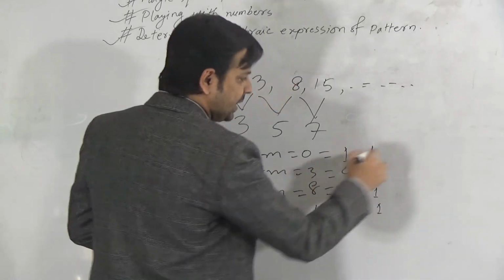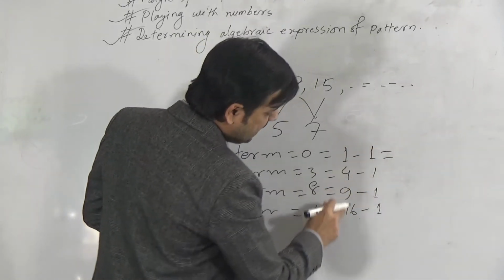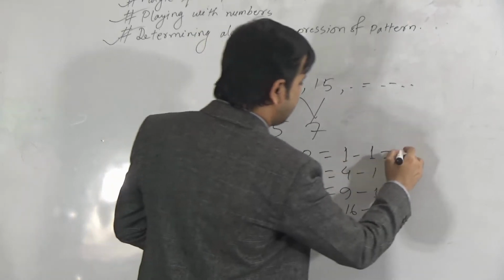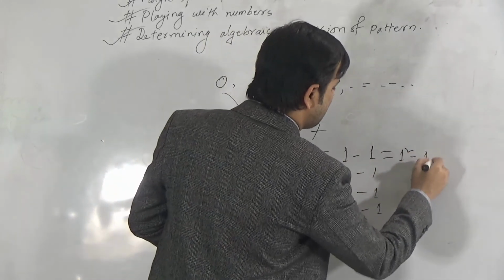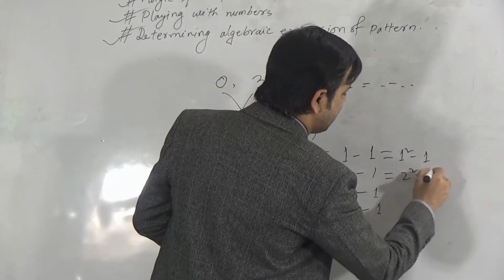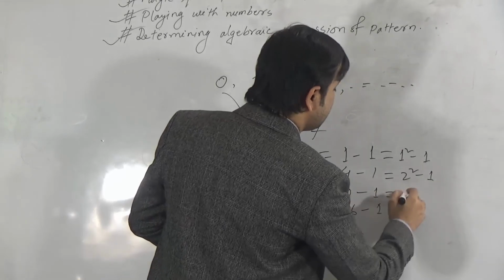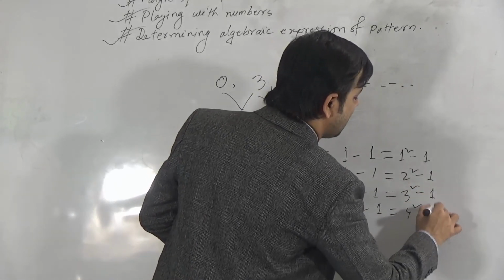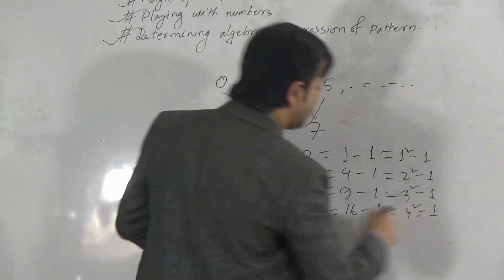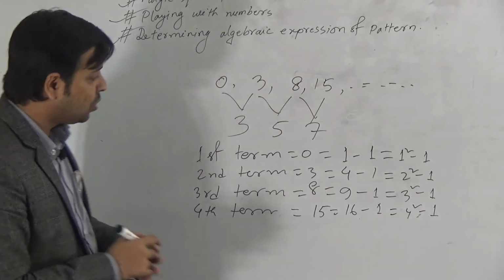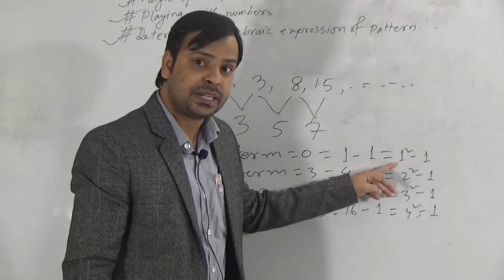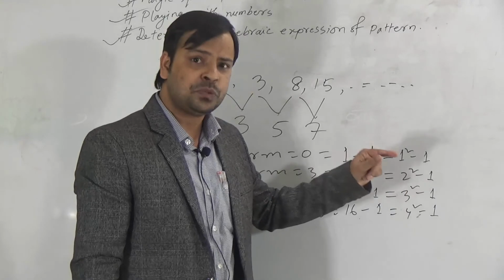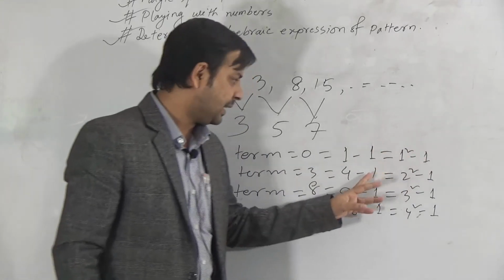What does it mean? It means that all these are perfect square numbers. So we can write here 1 square minus 1, this is 2 square minus 1, this is 3 square minus 1, this is 4 square minus 1. When we go to the first term, this is 1 square minus 1. It means number of term square minus 1. This is the technique here.